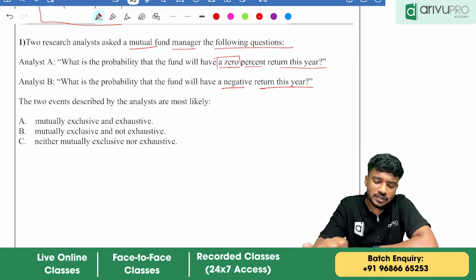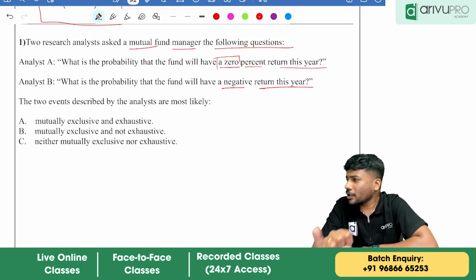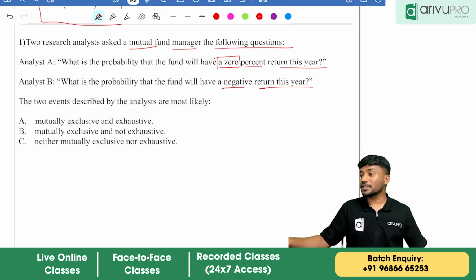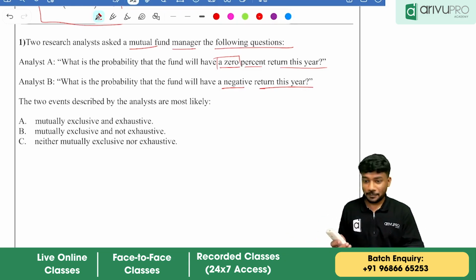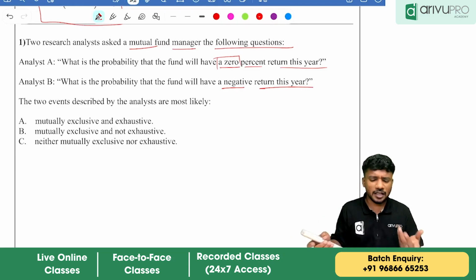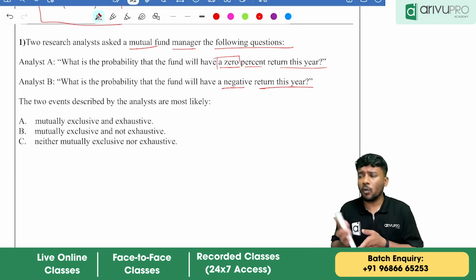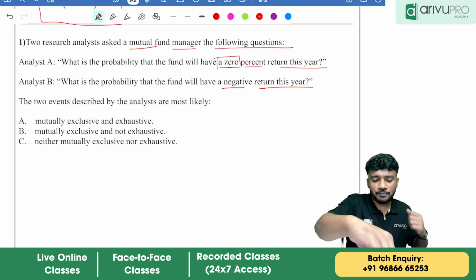The two events described by the analysts are most likely what type of event? Now, there is a word called exhaustive event. We need to know what an exhaustive event is in order to answer that. Before completing this question, I'll tell you what exactly an exhaustive event is.